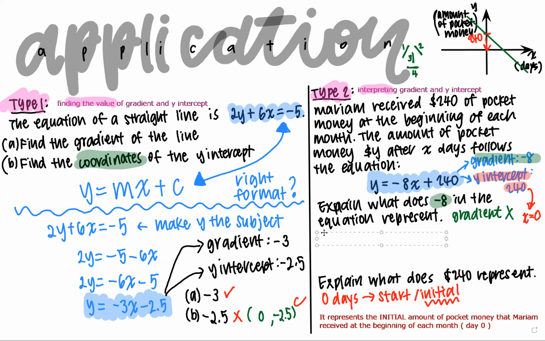What does the gradient represent? The gradient represents the amount of money spent per day. No, not amount of money. What kind of amount? Pocket money. Pocket money spent per day. Because it says spent.